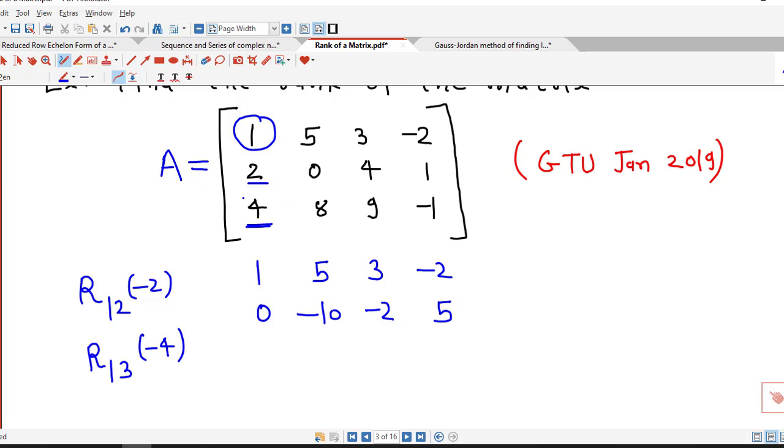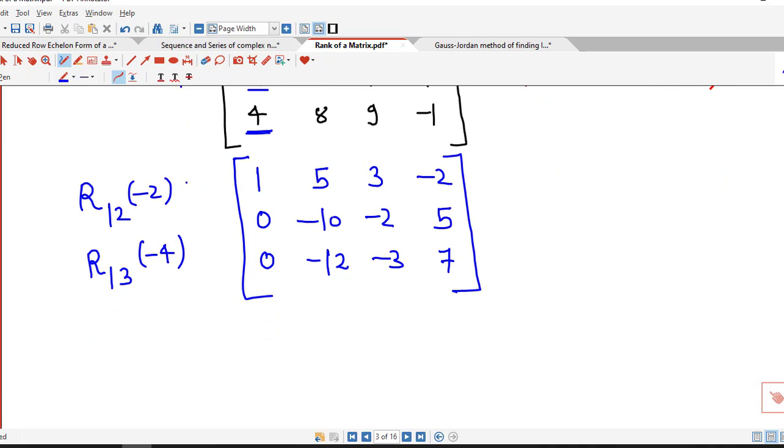Similarly, multiply the first row by minus 4 and add in the third row. So minus 4 plus 4, 0. 5 into minus 4, which is minus 20, plus 8, that is minus 12. Then 3 into minus 4, which is minus 12, plus 9, which is minus 3. Minus 2 into minus 4, 8 minus 1, which is 7. And this matrix is equivalent to the given matrix.